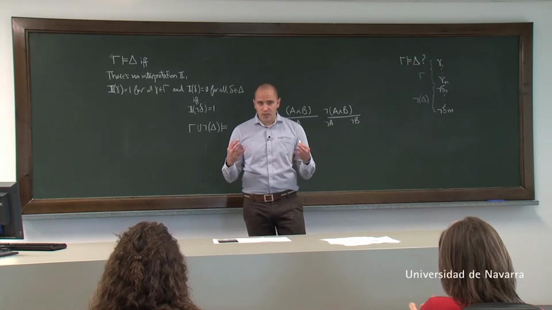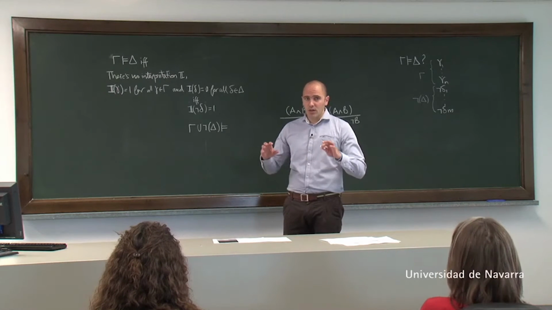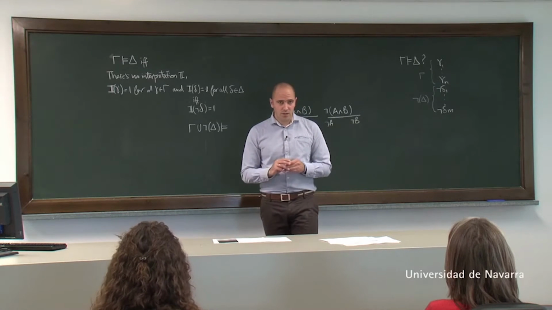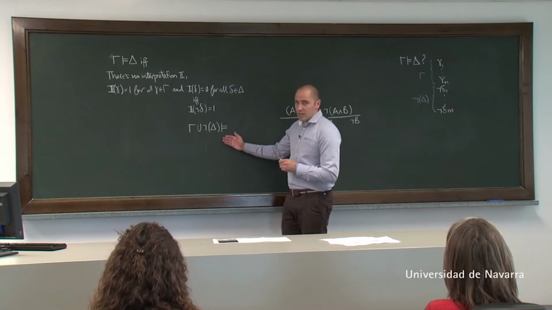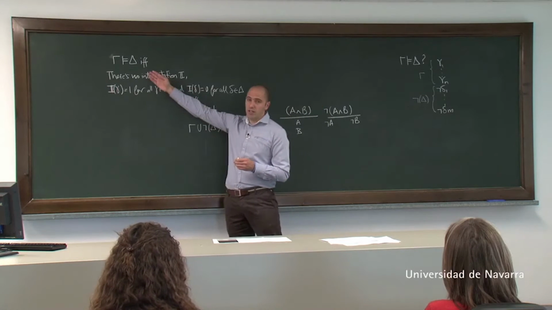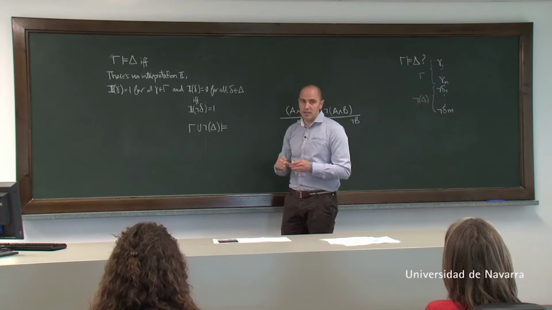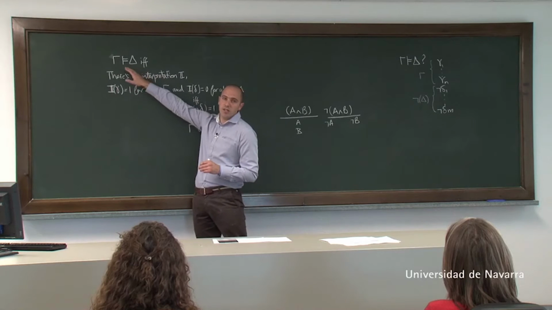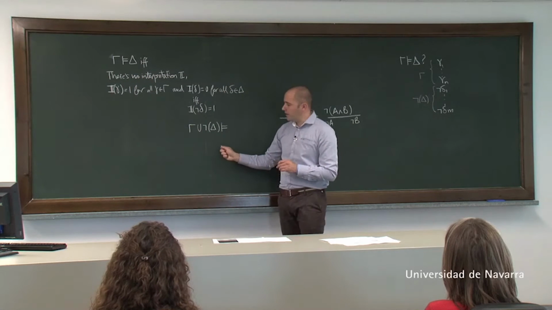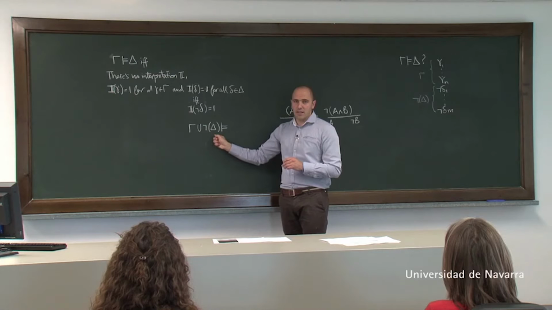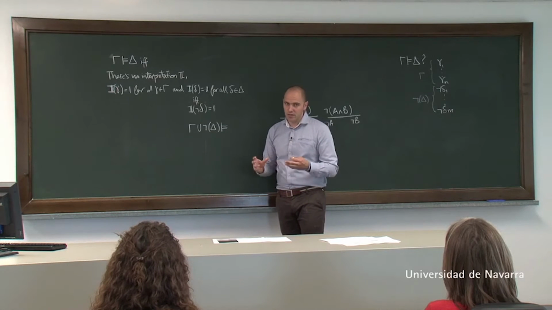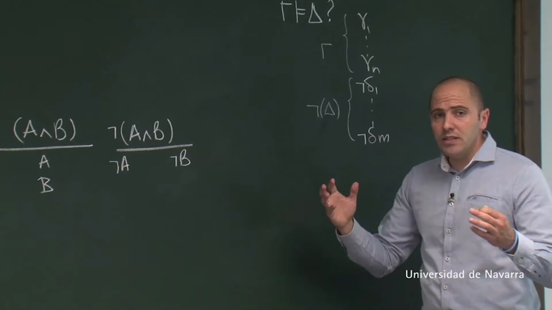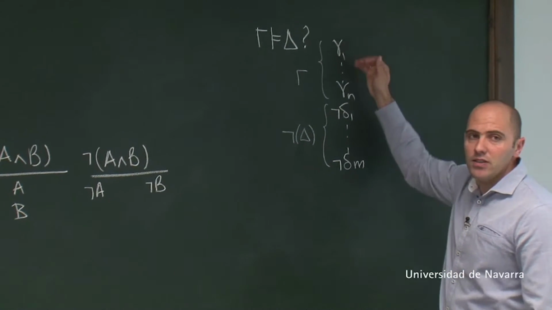So we said in the previous video that the Tableaux method is a way to check whether a given set is satisfiable. Given this connection between logical consequence and satisfiability, all we need to check to know whether delta is a logical consequence of gamma is to check whether this set, gamma plus the negation of the deltas, is satisfiable or not, right?